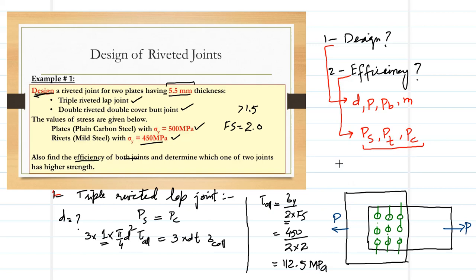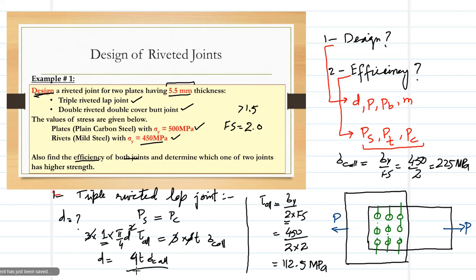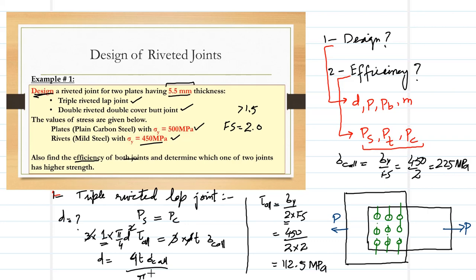In case of the crushing load, for sigma c allowable, the normal stress, you just have to multiply by a factor of safety. So it's 450 over 2, which is 225 megapascal. So if I put those values, the square will be cancelled from this, and the 3 is cancelled from this. So d is equal to 4 T sigma c allowable divided by 3 pi tau allowable. Clear? Just write it on a slide.